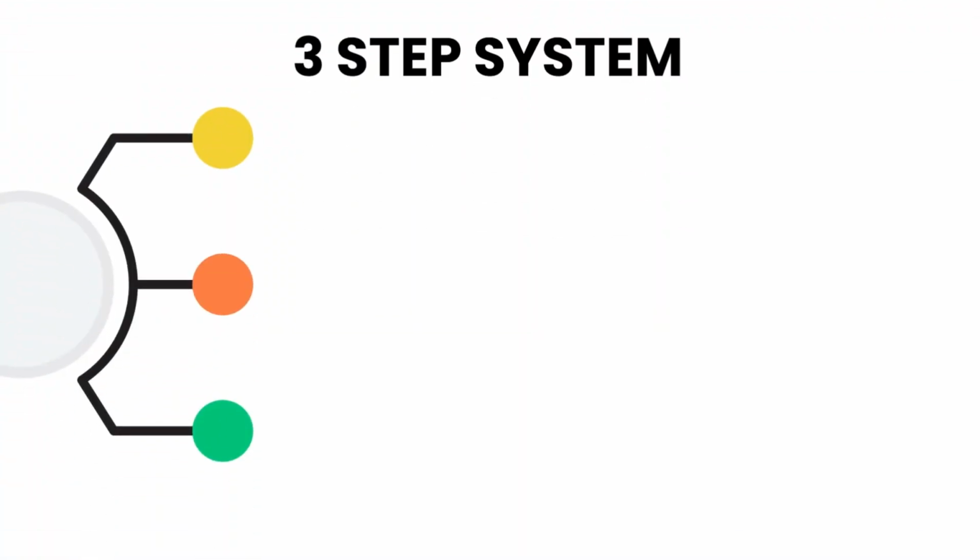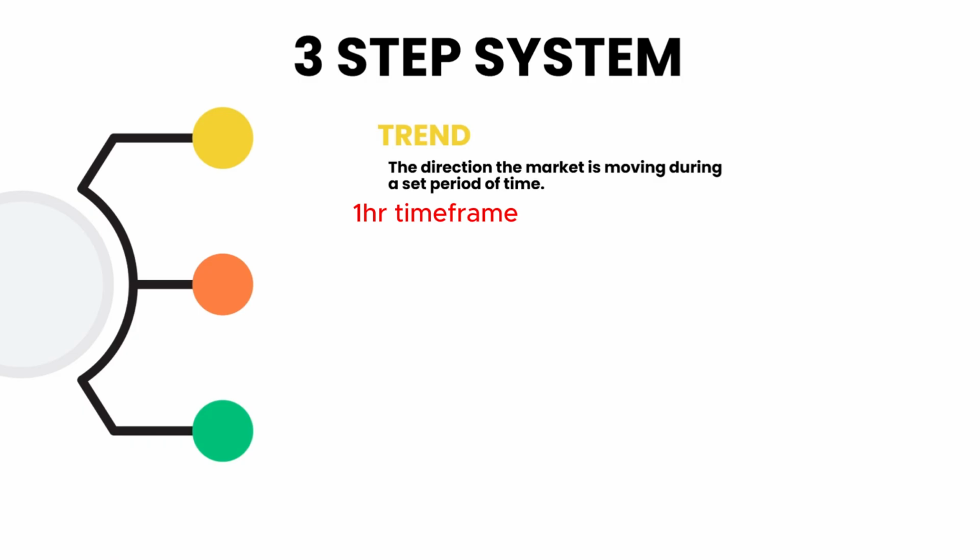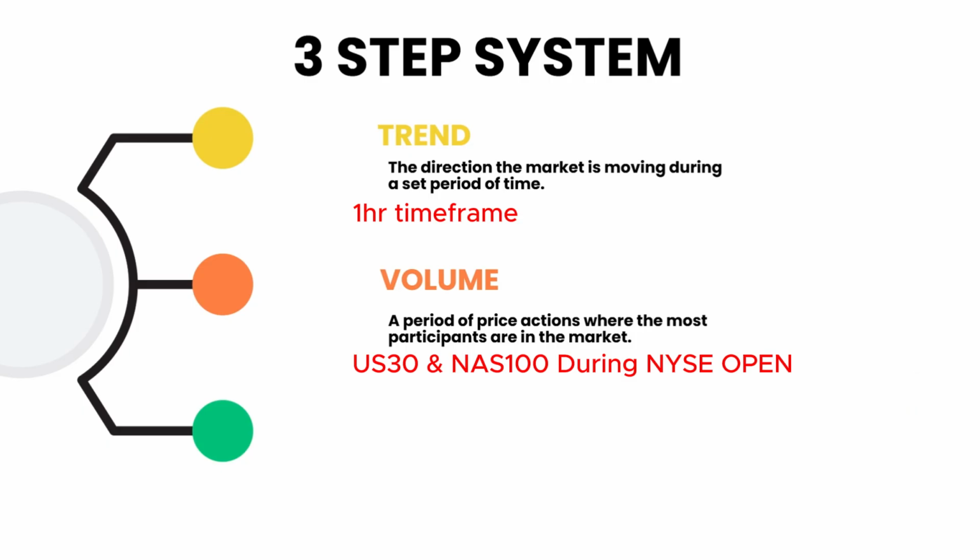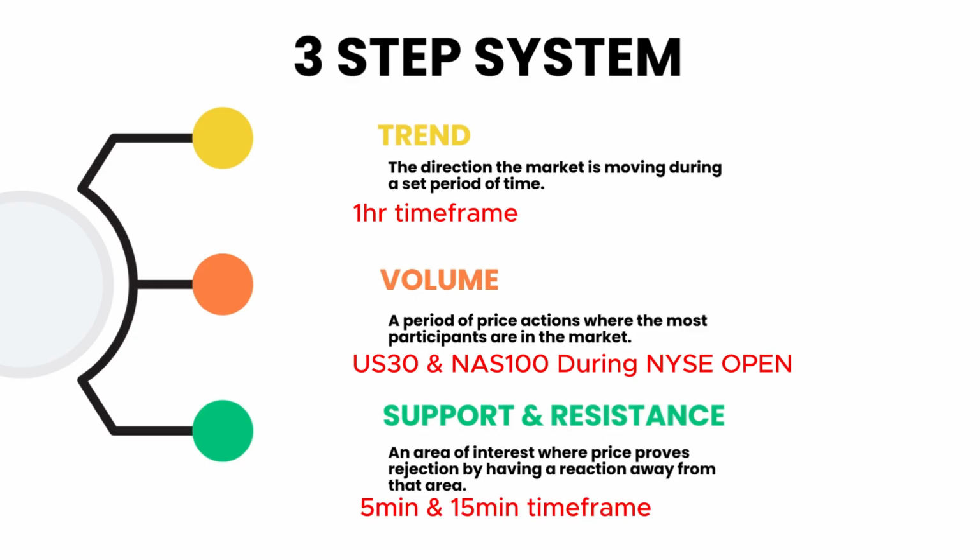Okay, so now you know step one and two. Step number one is identifying a trend on the hourly time frame, and step number two is making sure we're trading during the period of the most volume, which in this instance is going to be US 30 and NAS 100 during New York Stock Exchange Open, which is 9:30 a.m. Eastern Standard Time. Now we're going to go into our third step, which is execution, which is going to be executing based off of support and resistance on the 5 and 15-minute time frame.